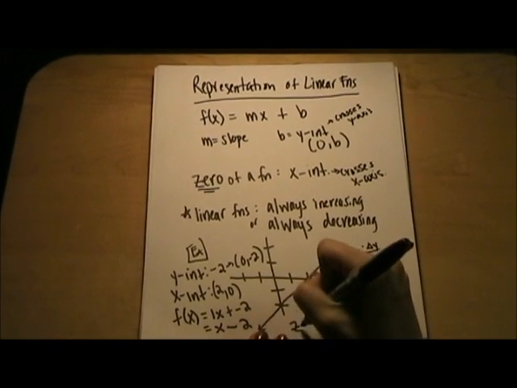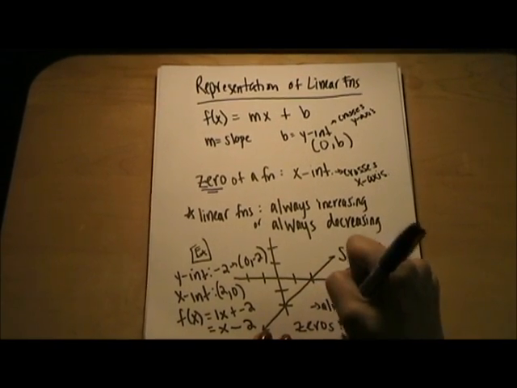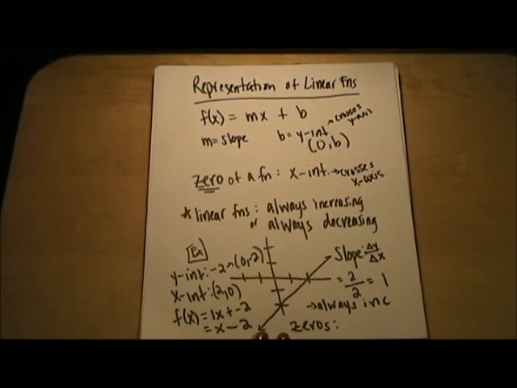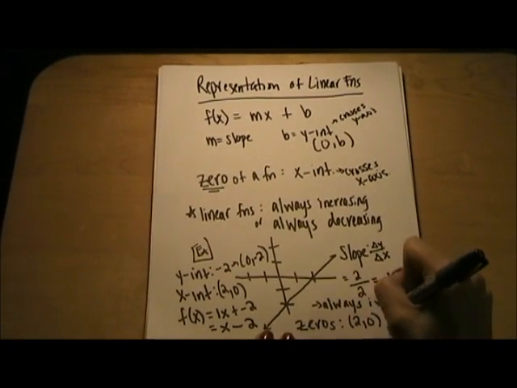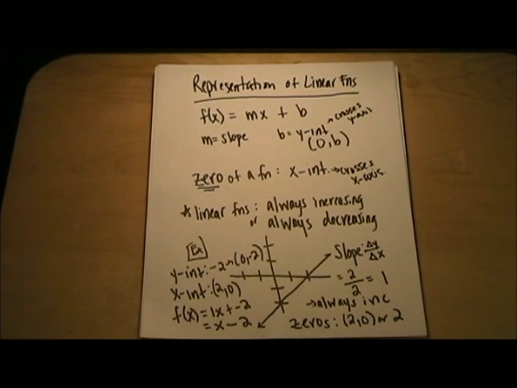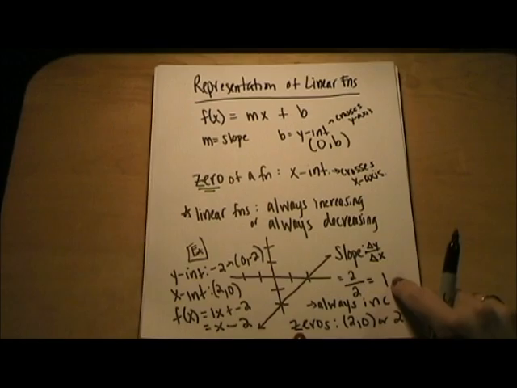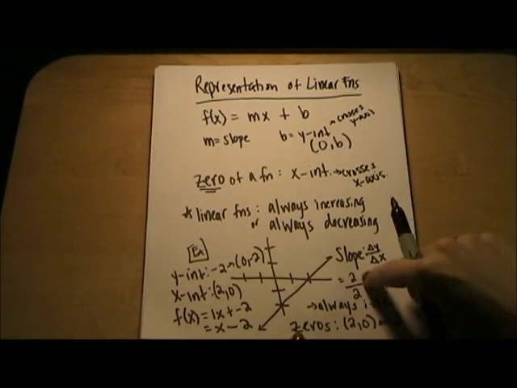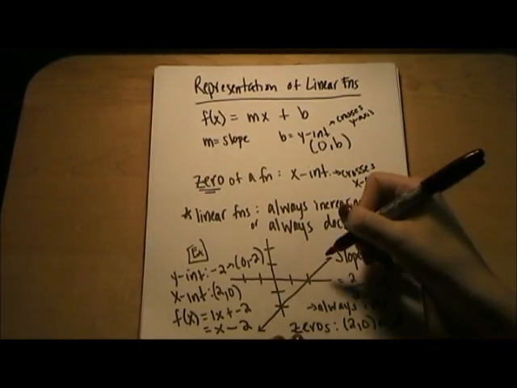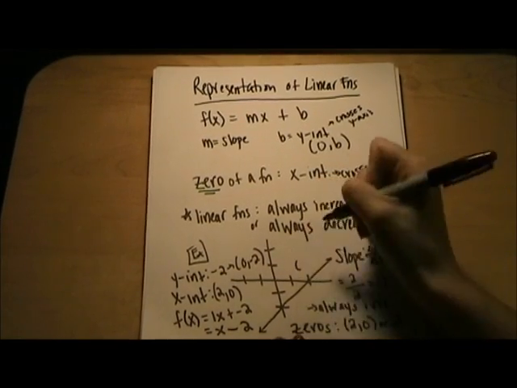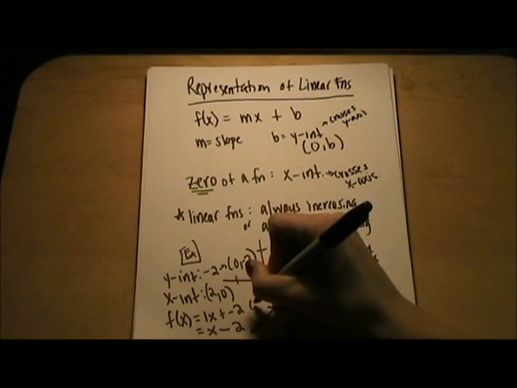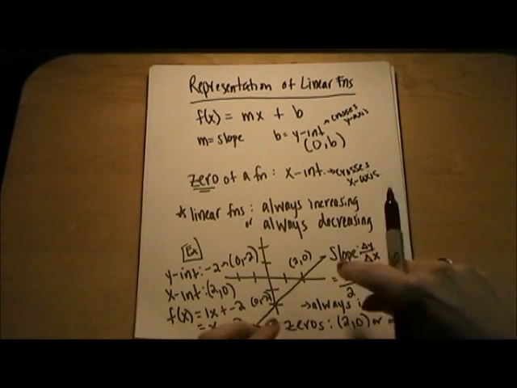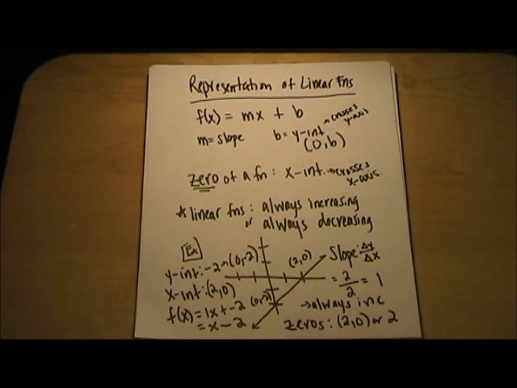If I ask you for the zeros, zeros is another word for x-intercept, and in this case, 2 comma 0, or 2, would be our zero. Another way to find the slope, if you don't like to count, you can also use the slope equation where this is 2 comma 0 and this is 0 comma negative 2, and you can plug it into the slope formula that we learned in chapter 1.